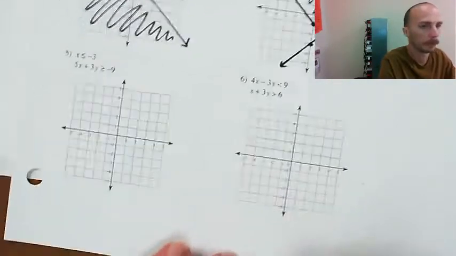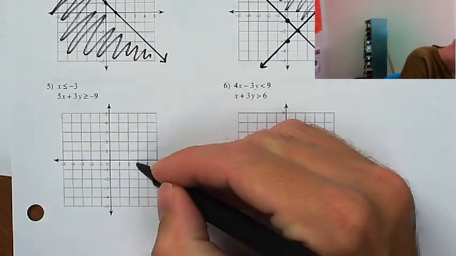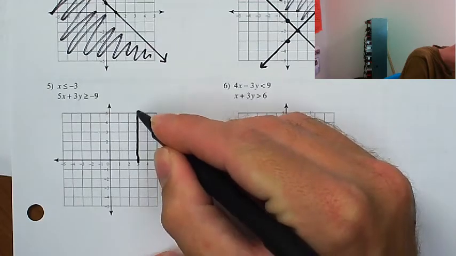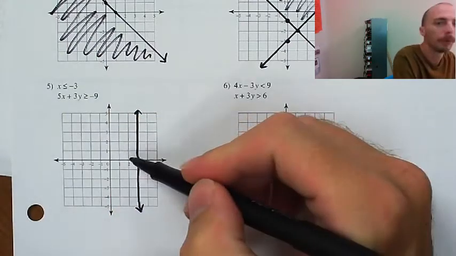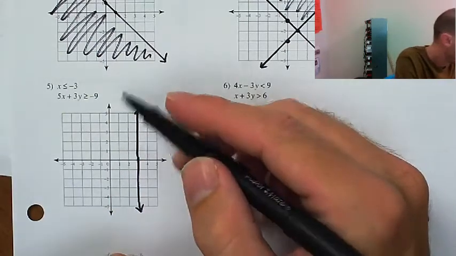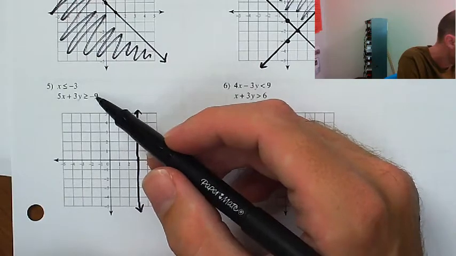Got that. Now, number 5. x is less than or equal to negative 3. Okay, well, x is equal to negative 3 right here, and all of these points is where x is equal to negative 3. And so if x is less than or equal to negative 3, we're okay to the left of this vertical line. And then 5x plus 3y greater than or equal to negative 9.